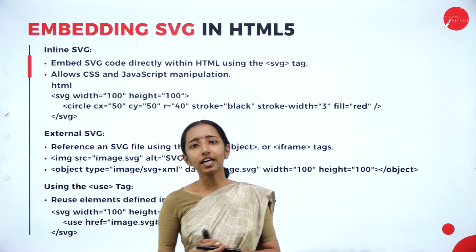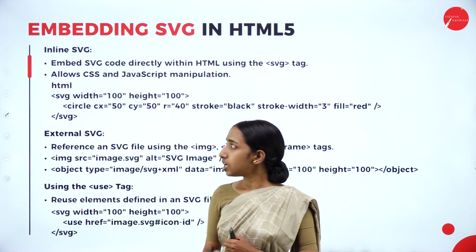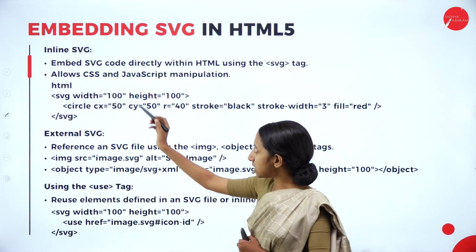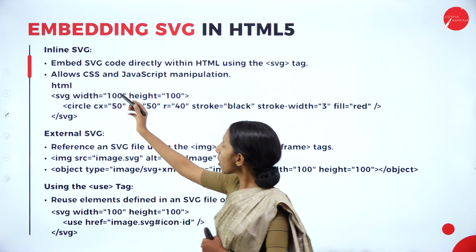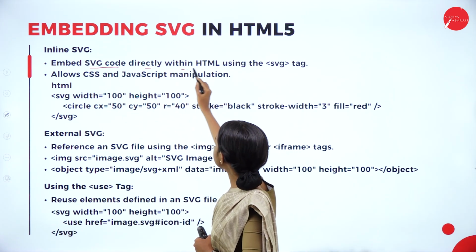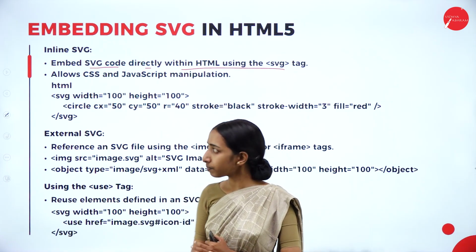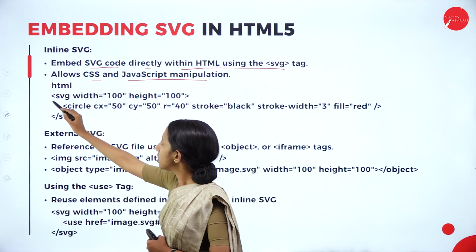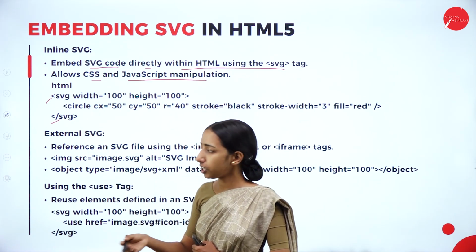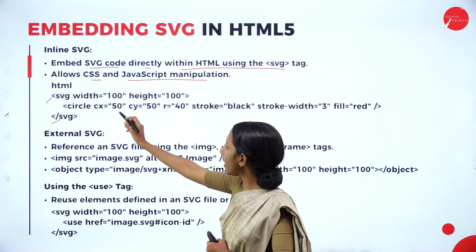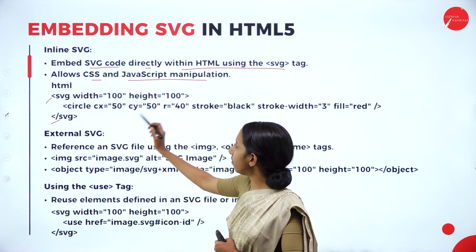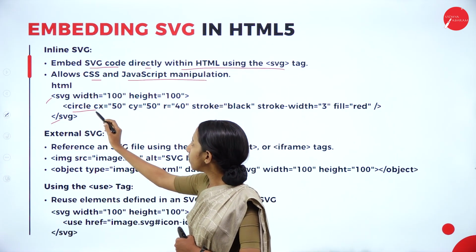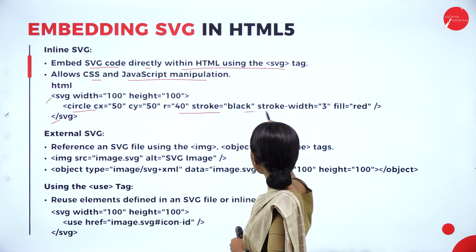Next is the embedding of SVG with HTML. So how can we embed the SVG with the HTML code? The first one is inline SVG. Embedding the SVG code directly within the HTML using the SVG tag allows CSS and JavaScript to manipulate it. So here you can see the opening SVG and the closing SVG tag, and here we have given the width 100, height 100, and here we have taken the circle tag, and here we have given all those attributes for what we want to draw.